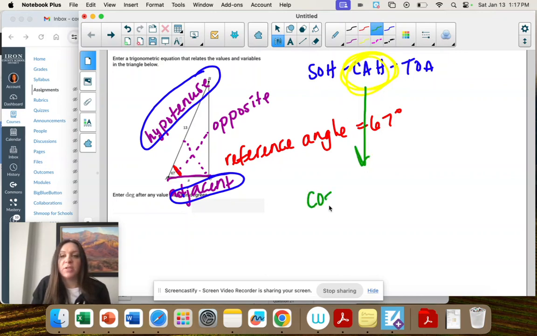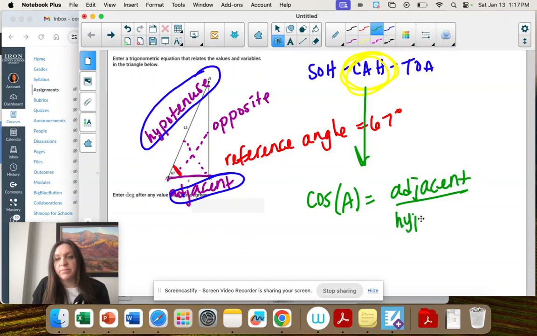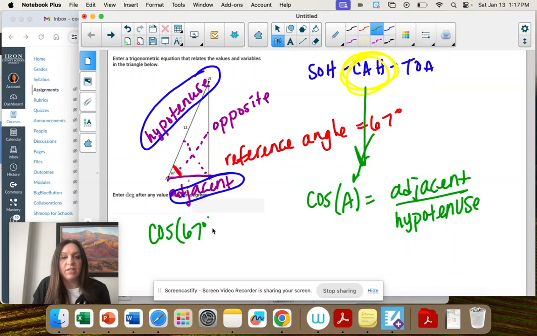Okay, so we're going to use cosine of some reference angle is the adjacent over hypotenuse. And now we're just going to fill in everything. So cosine, what's the reference angle? Of 67 degrees equals adjacent, which is x, over hypotenuse, which is 13.